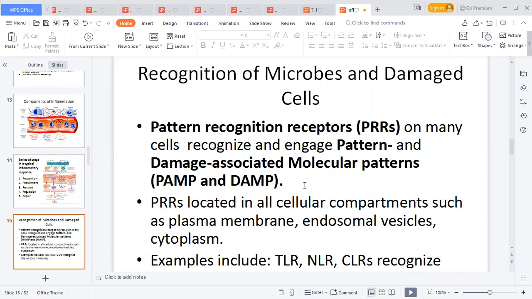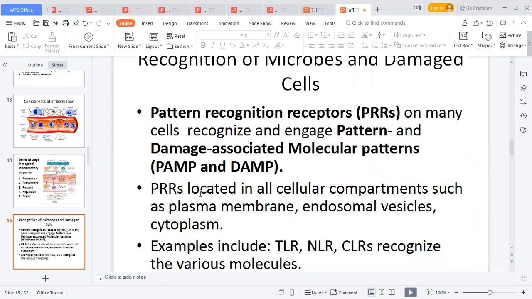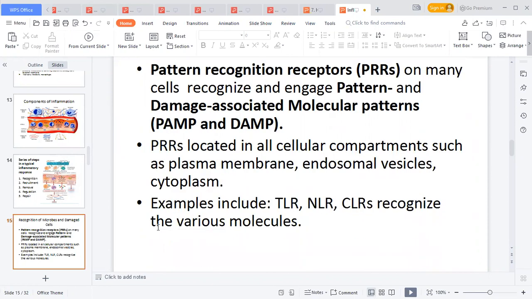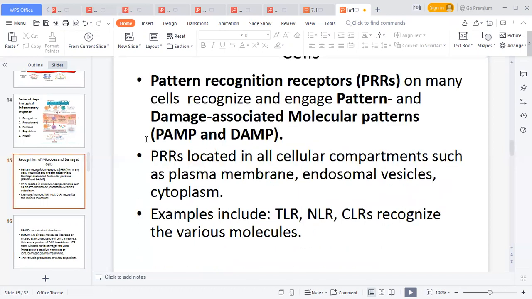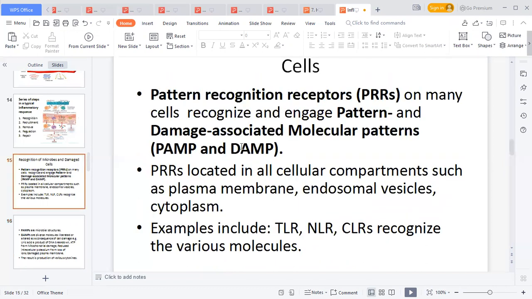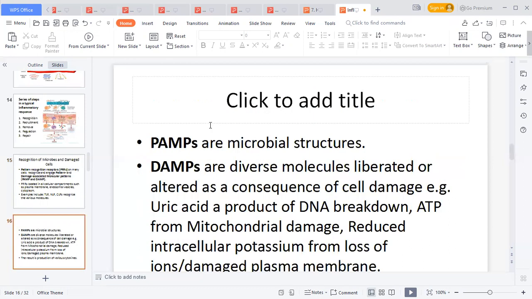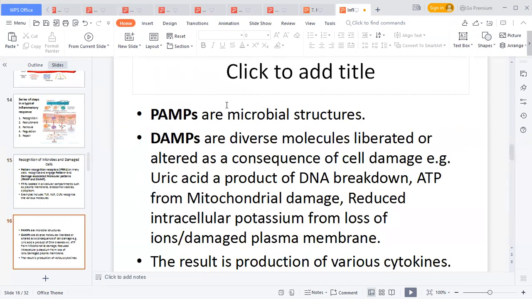These ones recognize, meaning that they are in our blood, in our cells. They are located in all cellular components such as the plasma membrane and endosomal vesicles. These are good examples of them. PAMPs are pathogen associated molecular patterns, and those are present on the microbial agents, the virus, bacteria.